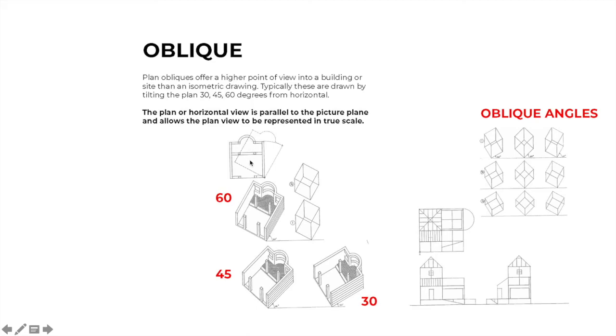So plan oblique is quite a popular drawing because you can take your floor plan, rotate it slightly, and then project elements up. It's quite useful in landscape architecture and urban planning drawings as well, because the plan remains true.